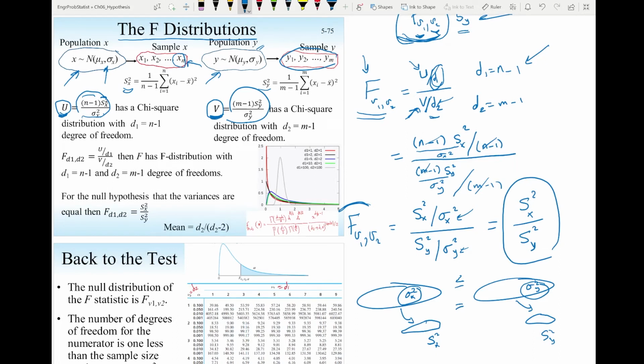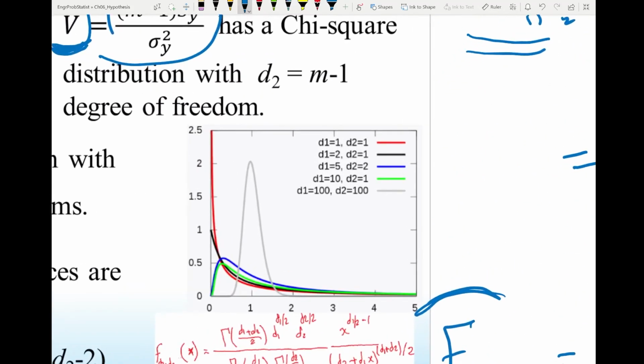Now, if we want to plot the probability distribution of the random variable F that has the F distribution, it will look like this. These are plots for different degrees of freedom, where D1 is the degree of freedom of the variable in the numerator, and D2 is the degree of freedom of the variable in the denominator. When the samples become very large, so the degrees of freedom are very large, then the shape will almost look like a normal distribution with mean equal to 1.